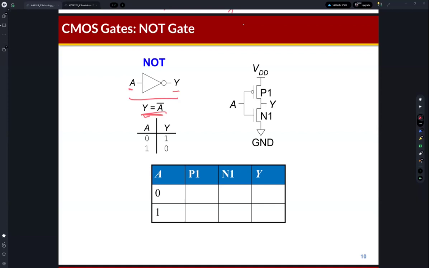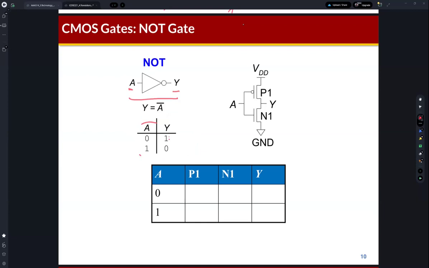Okay, and we already know the behavior of a NOT gate. If the input is 0, where 0 means low voltage, then Y becomes 1, the high voltage. If A is 1, the high voltage, then output Y becomes low voltage. Okay. Then how can we build this NOT gate?